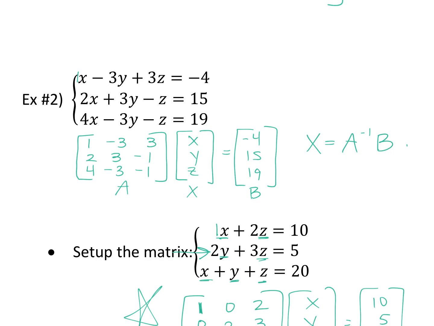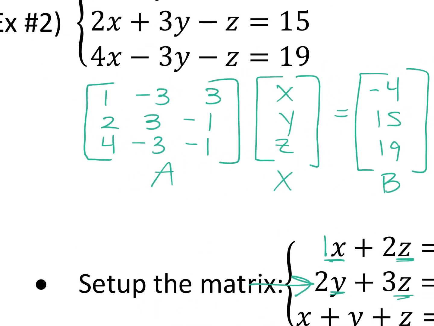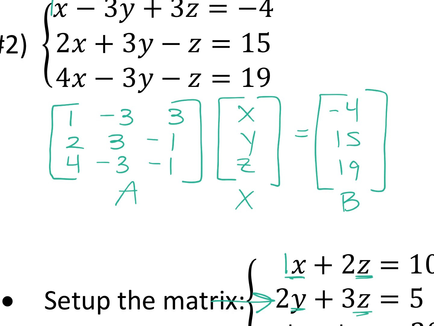Okay, second, matrix, edit. Our first one, letter A, is a 3 by 3. That matrix, so 3 by 3, is 1, -3, 3, 2, 3, -1, and then 4, -3, -1. Okay, so that's our matrix A stored.